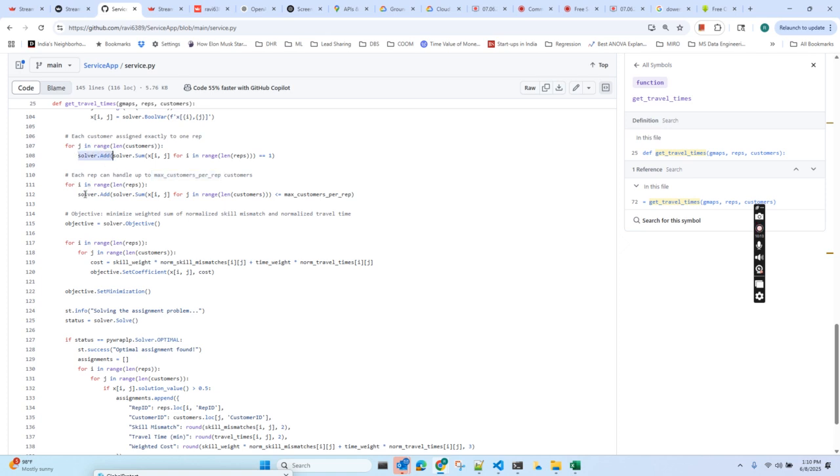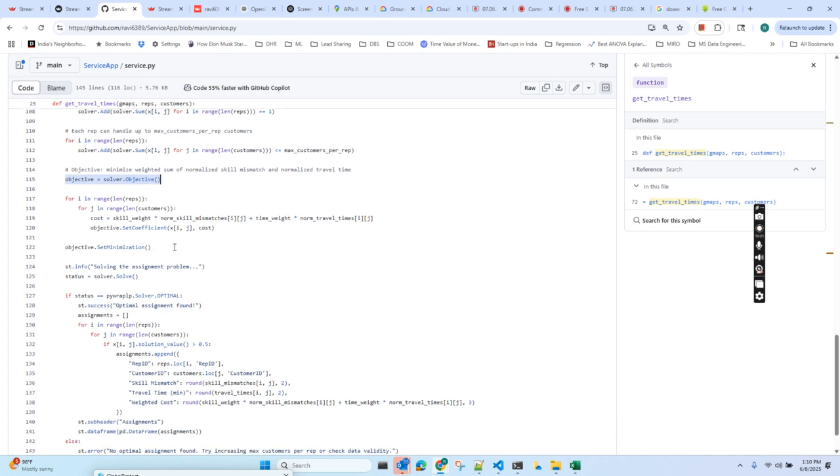using solver.add. Right? So we are adding constraint number one over here, we are adding constraint number two over here, right? And then we say that, okay, objective, use solver.objective. Eventually, we would set it as a minimization because we want to minimize the cost, right?